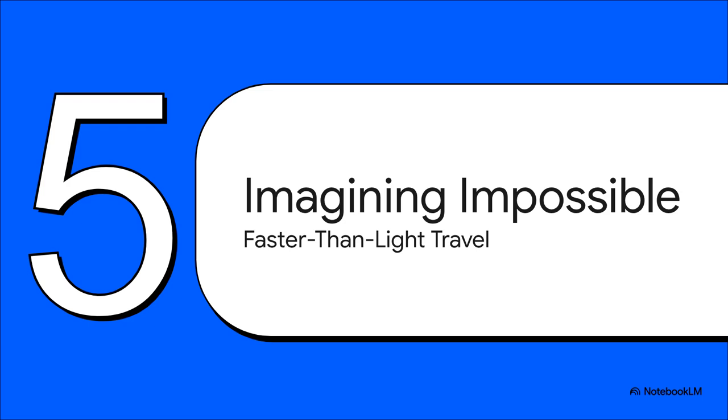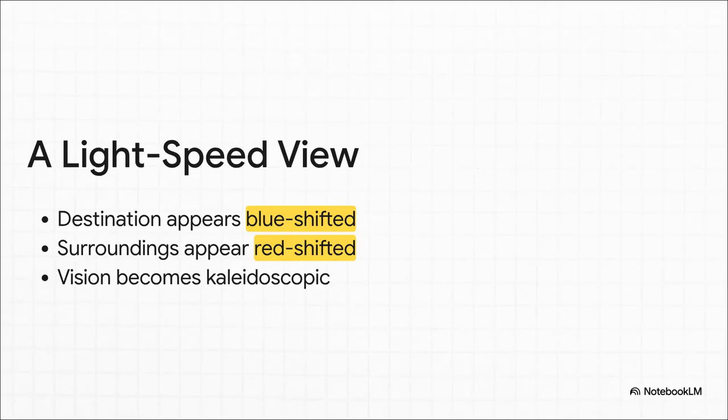What would the universe even look like from such an impossible point of view? Well, if you were on a spaceship getting close to light speed, your perception of reality would just warp dramatically. The stars in front of you would look intensely blue, while everything to the side and behind you would stretch out and shift toward red. Your entire field of view would become this bizarre, kaleidoscopic tunnel of light.